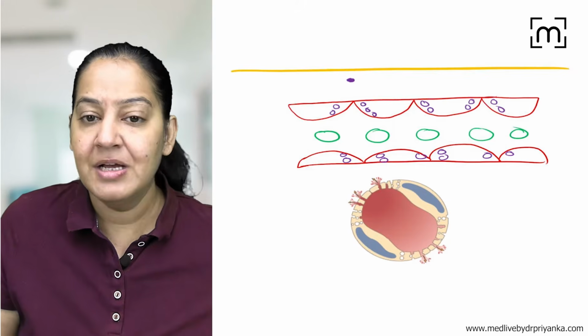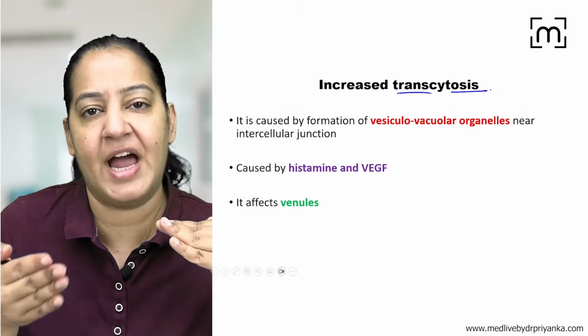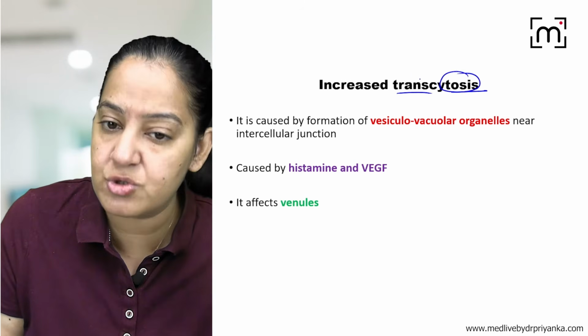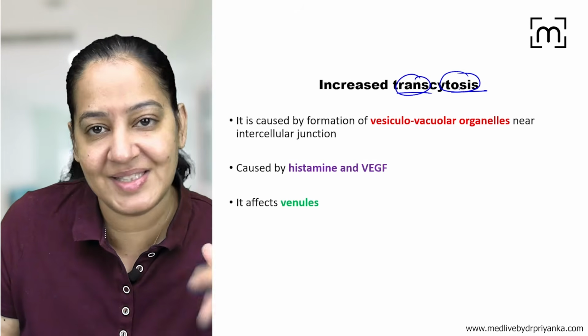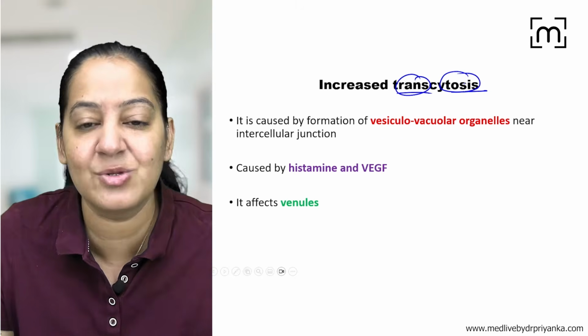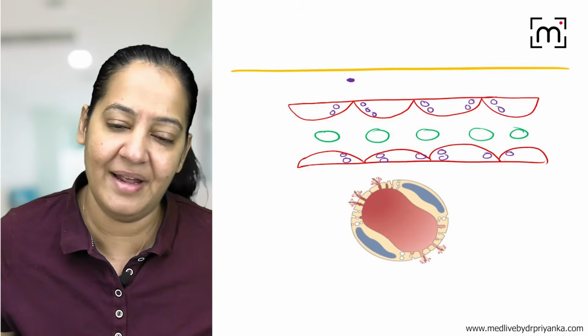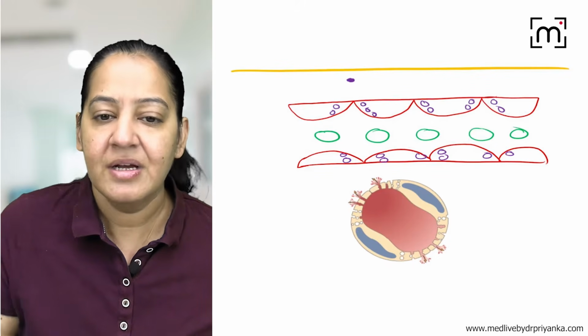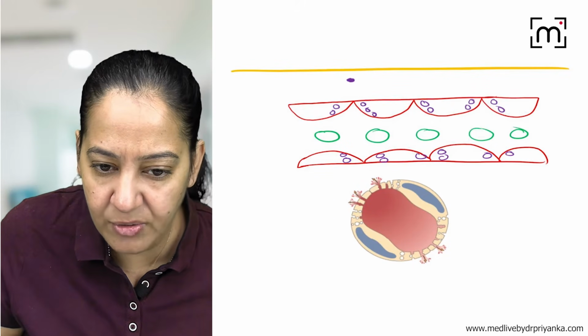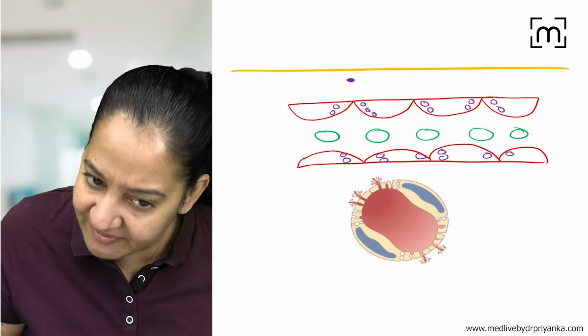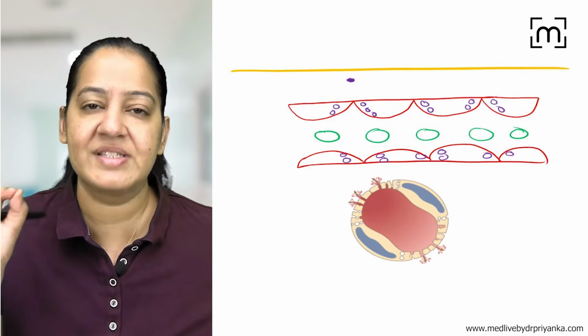So the WBC is going inside the endothelial cell through vesicles. Trans means within, and cell within cell is cytosis. That's why it's known as transcytosis. It is caused by histamine and VEGF. And again, it mainly occurs at the venules level, right? You can appreciate the vesicles. Here also you can appreciate the vesicles. So WBC will enter from this side and will exit from this side through vesicles.